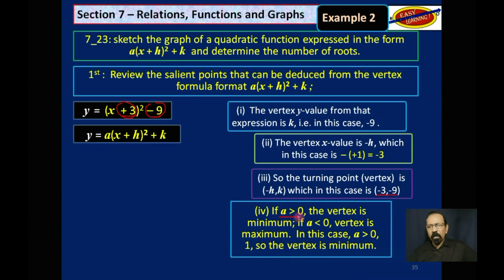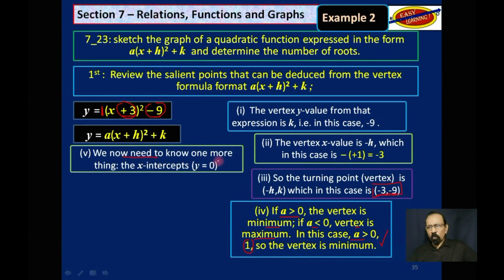Now, if a is greater than 0, the vertex is a minimum. If a is less than 0, the vertex is a maximum. In this case, a is greater than 0. It is actually 1, and that is why I was telling you not to forget that there is a 1 there. So the vertex is a minimum. The graph opens upwards. This would be the lowest point.